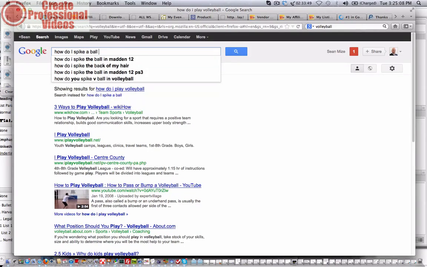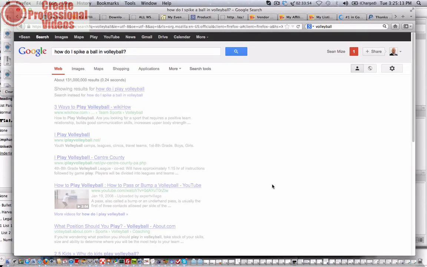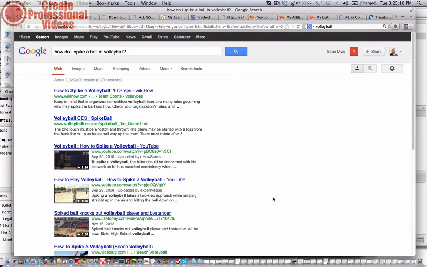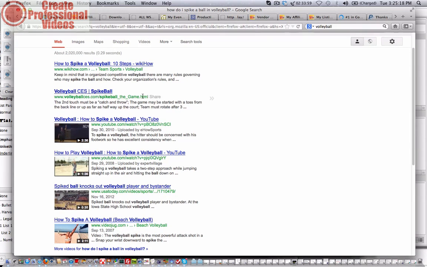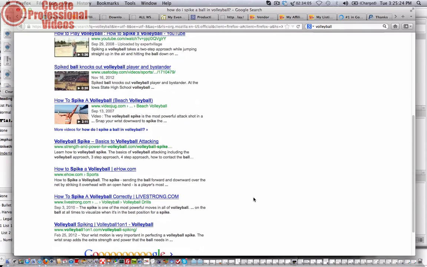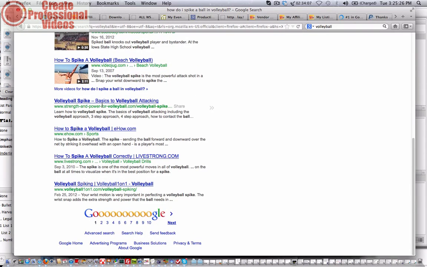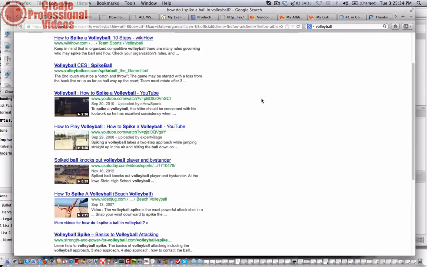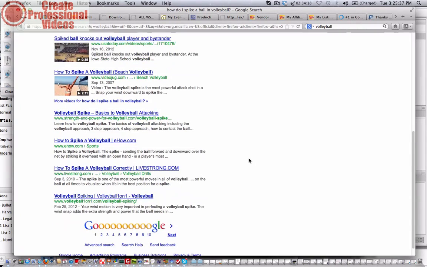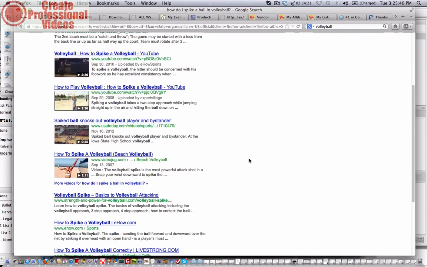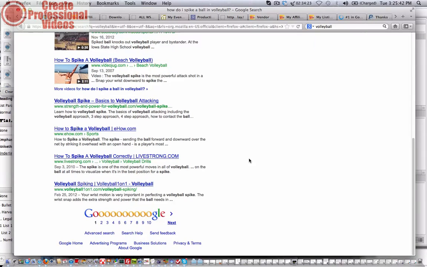What if we were to type in instead, how do I spike a ball in volleyball? What's going to happen? Now we're digging deeper. We're seeing YouTube videos. We're seeing another WikiHow. Okay, we're seeing some more information. We're getting closer. We're seeing the strength and power for volleyball.com site, basics to volleyball attacking, how to strike a volleyball correctly. Okay, now we can start doing this research and we can say, wow, what can we learn here?